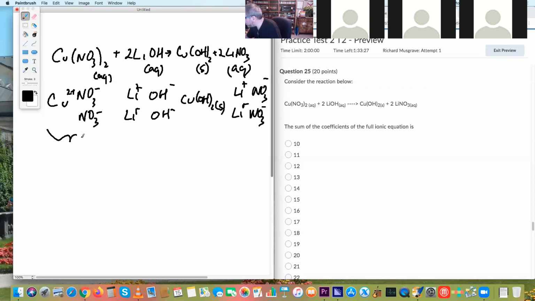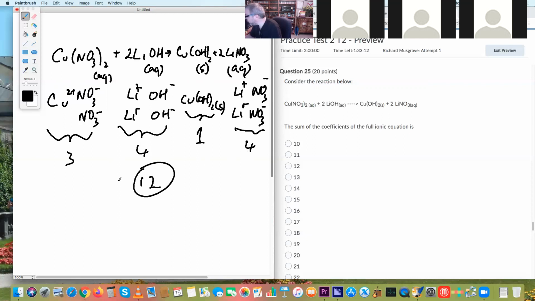And this would be a total of 3. This would be a total of 4. That's a total of 1 because it doesn't split apart. And this would be a total of 4. So the sum of the coefficients would be 3 plus 4 plus 1 plus 4, which is 12. That would be the answer. But again, it's just a matter of figuring out how many aqueous ions we're getting, and then looking at the solid and just leaving it the way it is.